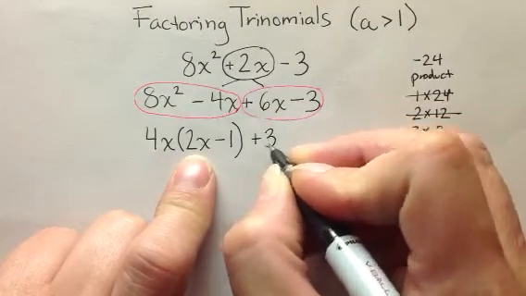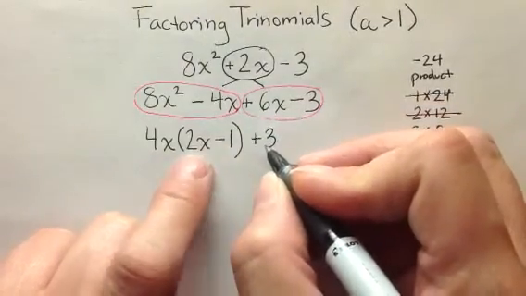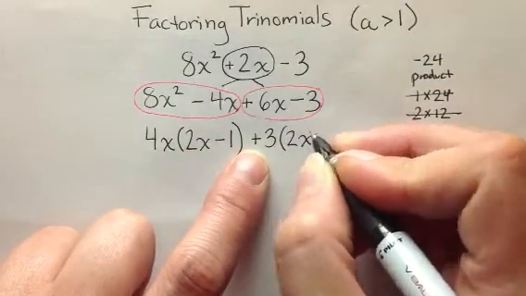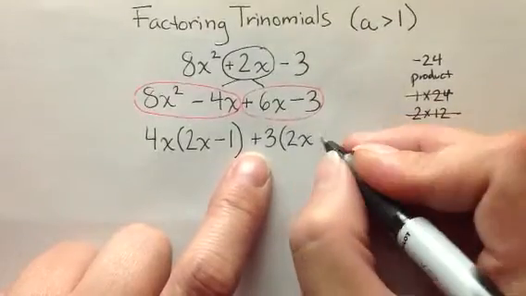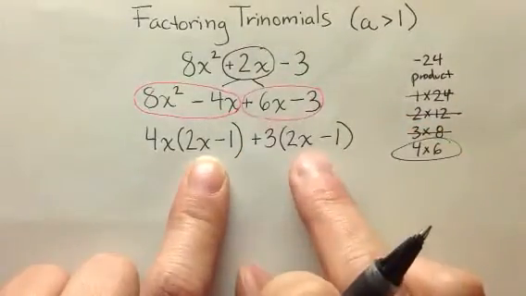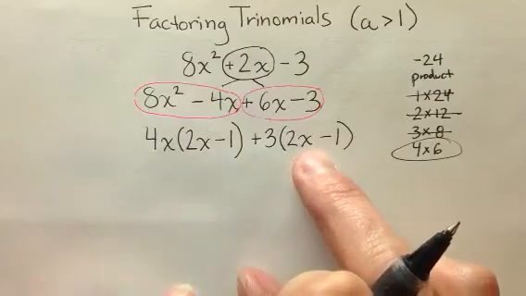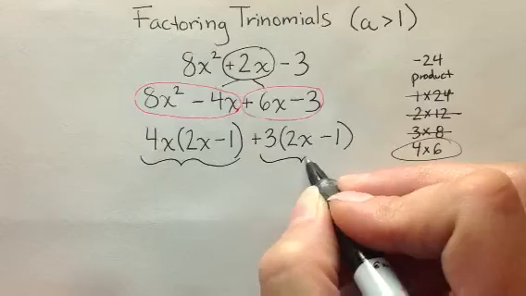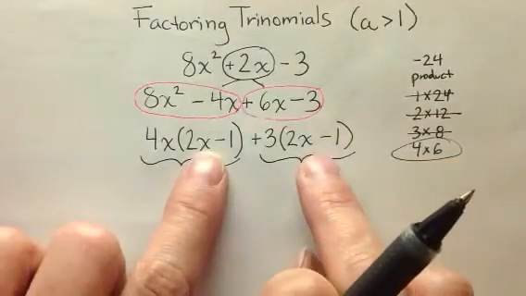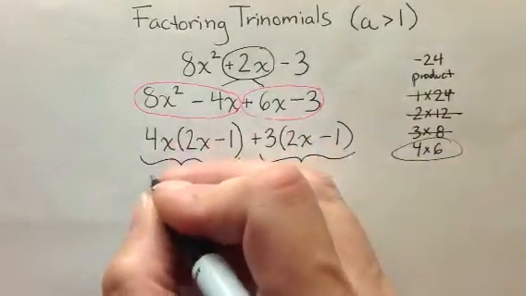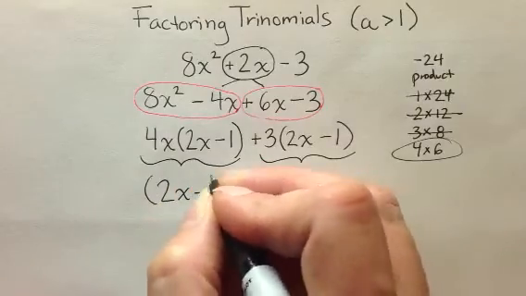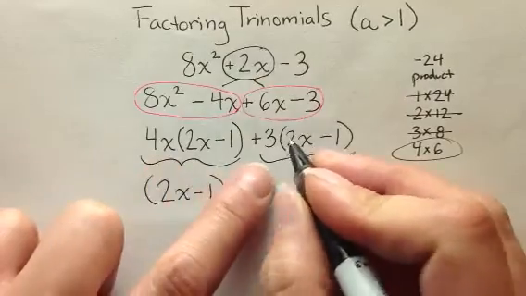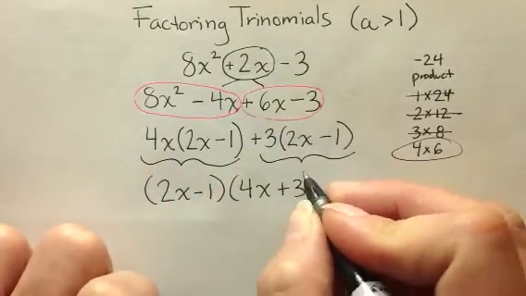And I want to take out a positive 3, because when I multiply it back out, I want to get 6x. So 6x divided by 3 is 2x. Negative 3 divided by 3 is negative 1. And I'm happy to see that my 2 binomials are the same. So remember, by factor by grouping, I'm going to take this first term and the second term, and I'm going to factor out the binomial. So 2x minus 1 comes out. It leaves me with 4x, and in this term, plus 3.